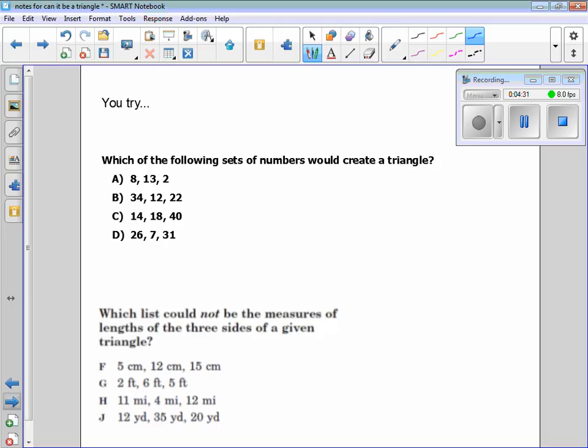So now you try. Which of the following sets of numbers would create a triangle? Second question, which list could not be the measures of the lengths of the three sides of a given triangle? So pause the video, answer the questions, press play when you're finished to check your answers.